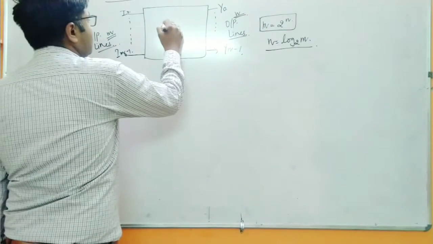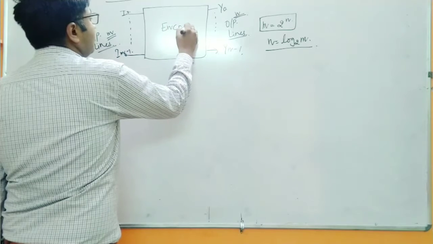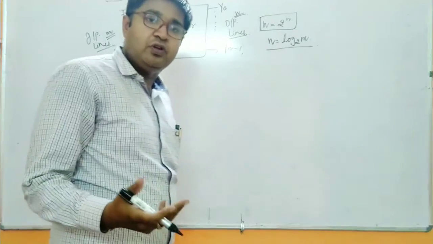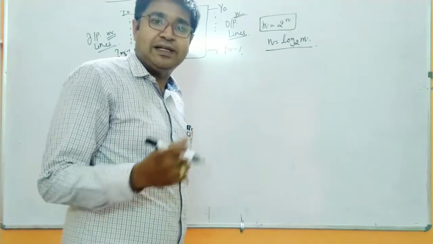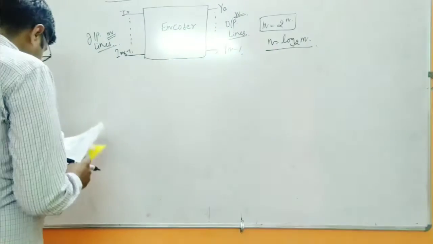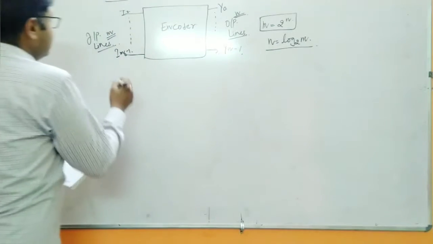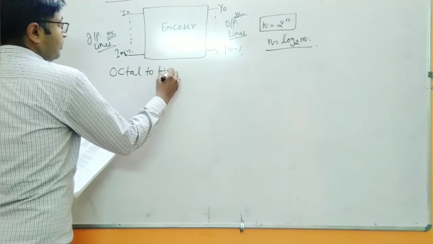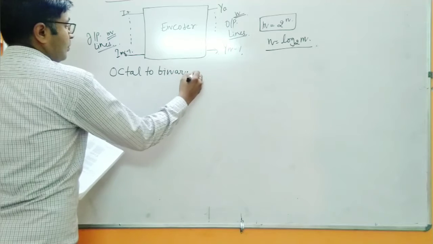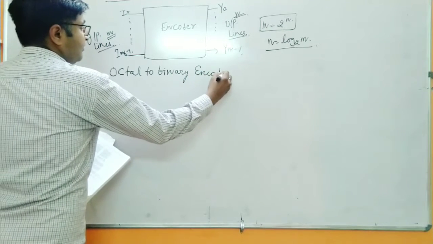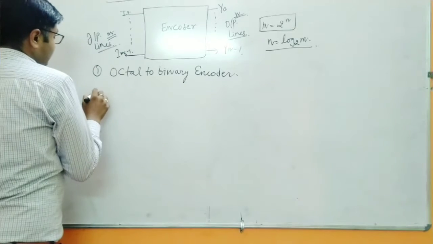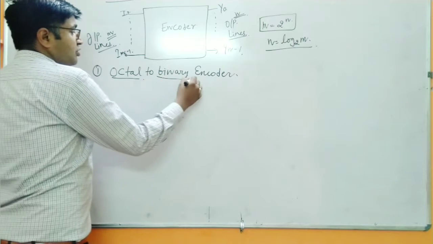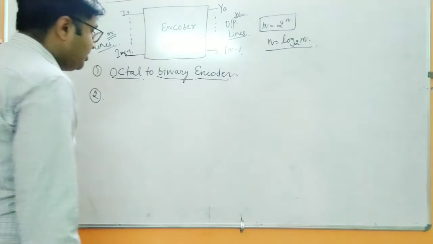Now this is an encoder circuit. This encoder circuit is quite useful in encoding or changing particular data. Basically, we use the octal to binary encoder, the first kind, where an octal number is changed to a binary number using this encoder.